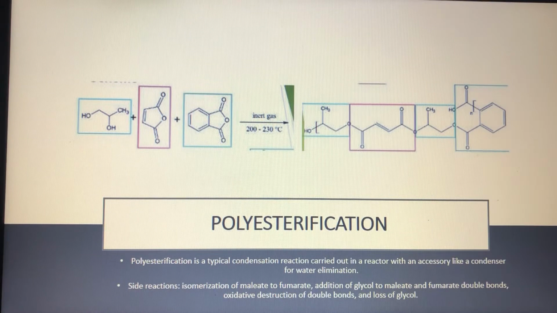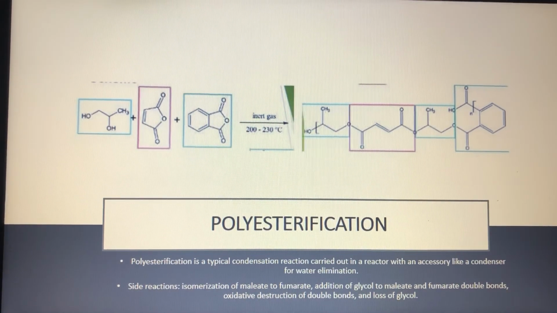How it's made. The process is called polyesterification. Polyesterification is a typical condensation reaction carried out in a reactor with an accessory like a condenser for water elimination. It has 4 side reactions: isomerization of maleate to fumarate, addition of glycol to maleate and fumarate double bonds, oxidative destruction of double bonds, and the loss of glycol.